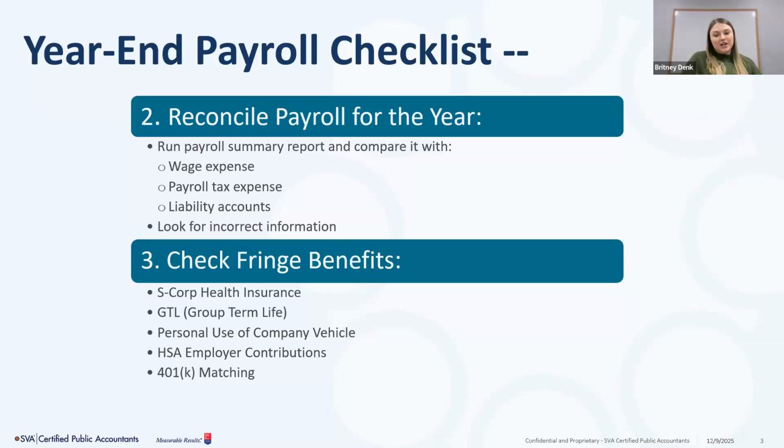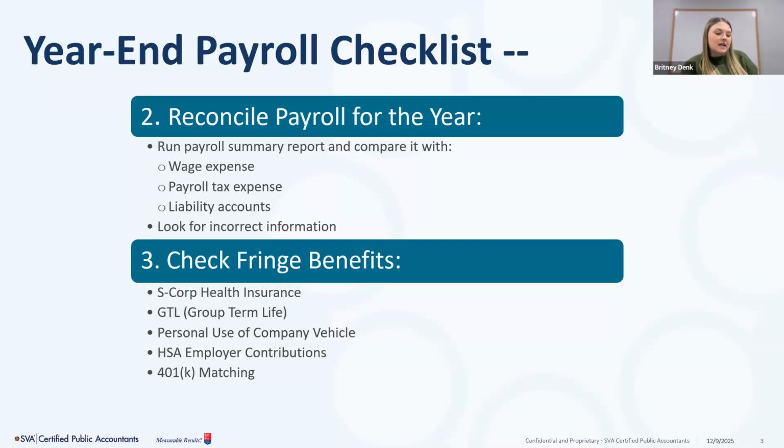Number three is you're going to want to check your fringe benefits, big part of what today is about. So the S Corp health insurance, group term life, personal use of company vehicle, HSA, 401k matching, just making sure that all of that is up to date and filled in before the end of the year because you're going to want it to show if it needs to show up on the W-2, so it does.